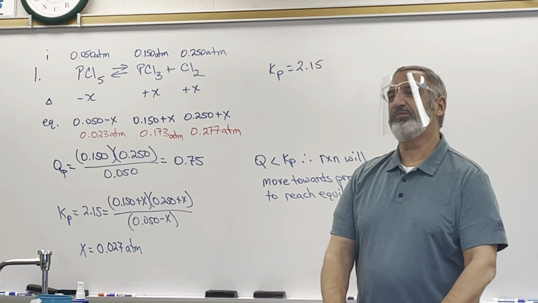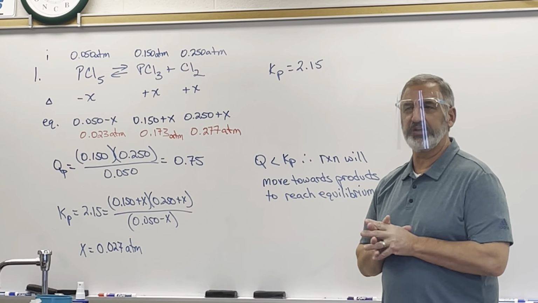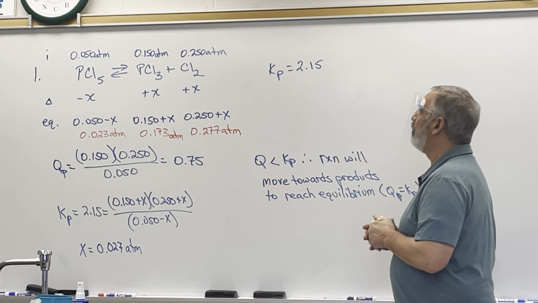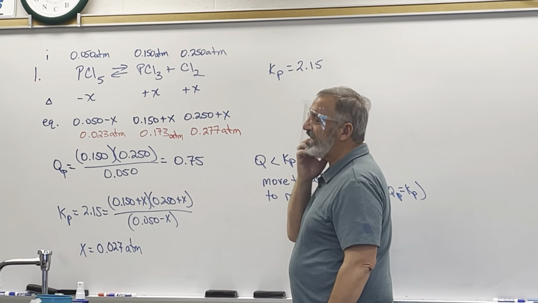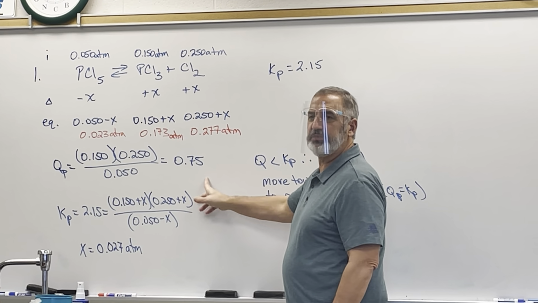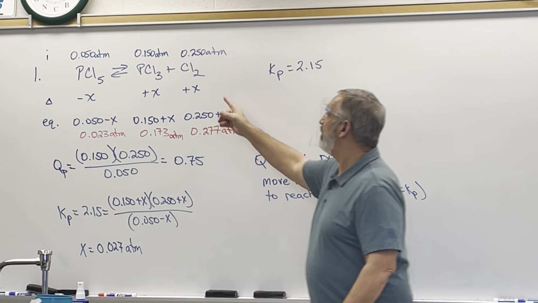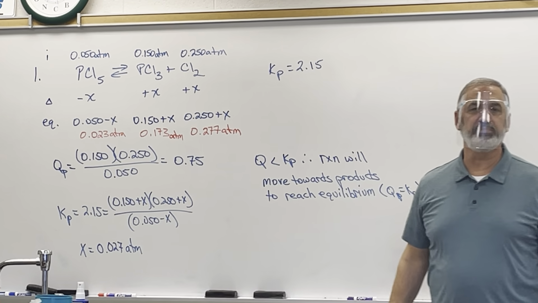All right, so at the first period, we just went through and worked problems 1 through 3 on the worksheet that is posted in classroom. And we did number one, which is right here. We just set it up, with a key on number one being that it's a Q problem. You're given all of the initial concentrations and you're given KP, that's how you know it's a Q problem.